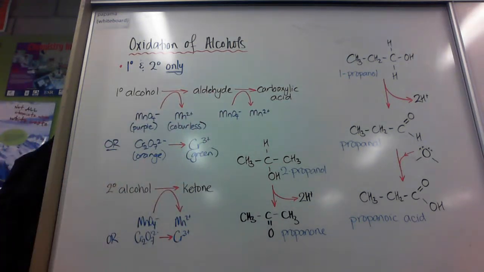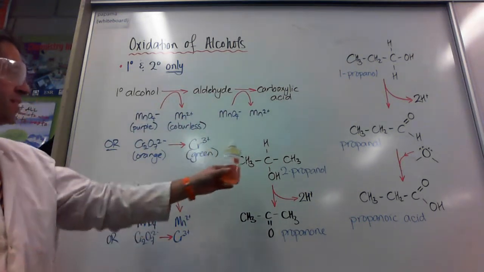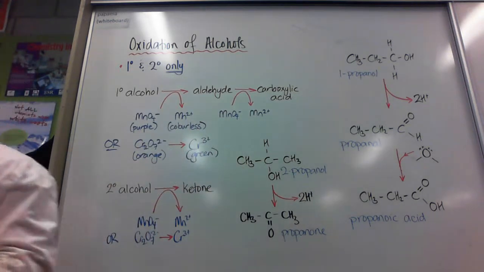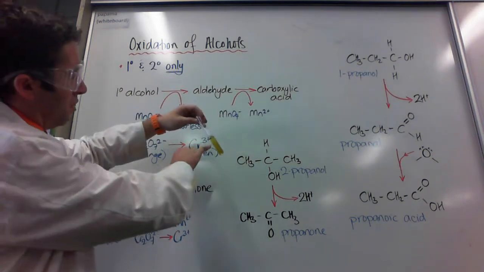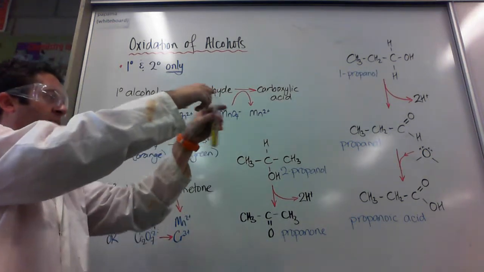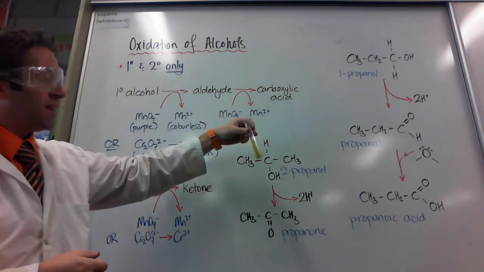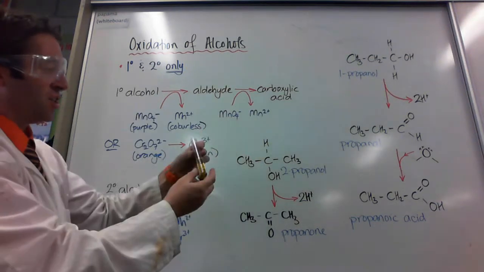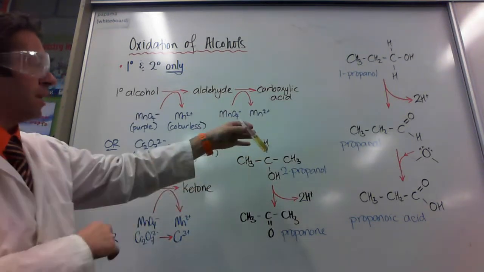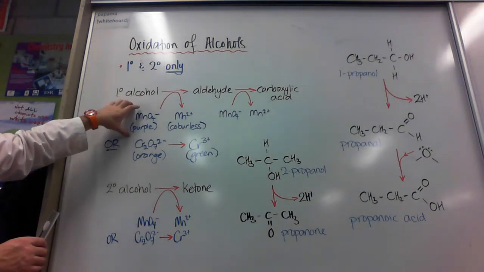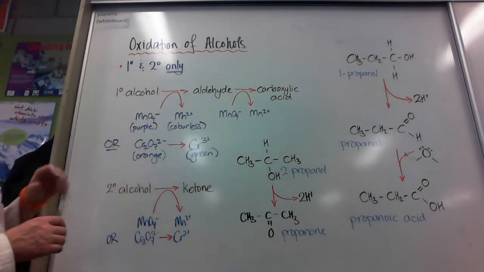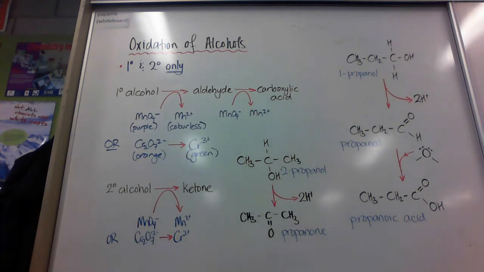The other reagent we commonly use is orange potassium dichromate, and in this I've added this quite a while ago and it's starting to go a greeny yellowy sort of colour. If I leave it long enough, or if I was to add some heat to speed up the rate of reaction, this will actually go a bluey green colour. So we can either use permanganate going from purple to colourless, or dichromate going from orange to a green or even a bluey green.